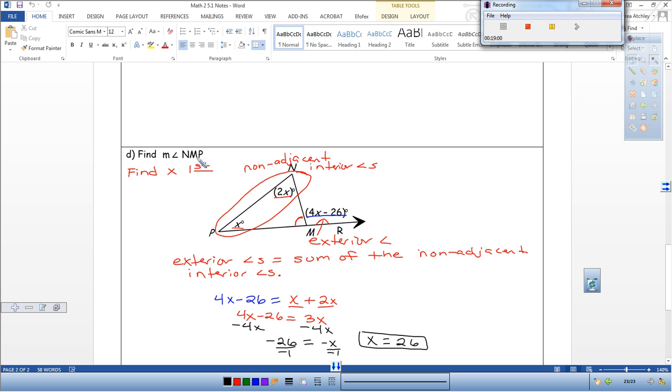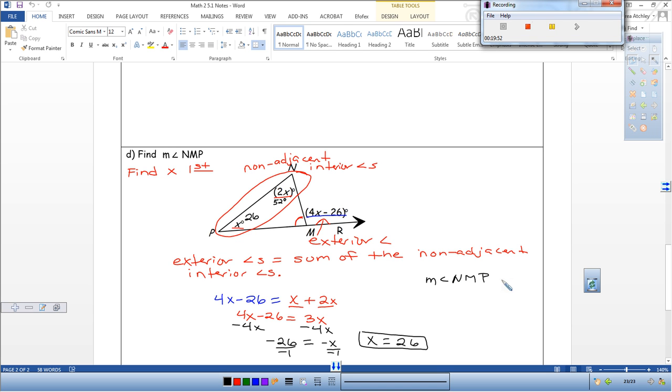Okay, but it didn't ask me for x. It asked me for NMP, so I'm not done yet. Let's find this value and this one right here. So x is just x, so it's 26. This is 2 times x, so 2 times 26 is 52 degrees. Any questions on how I got that? We're all good?